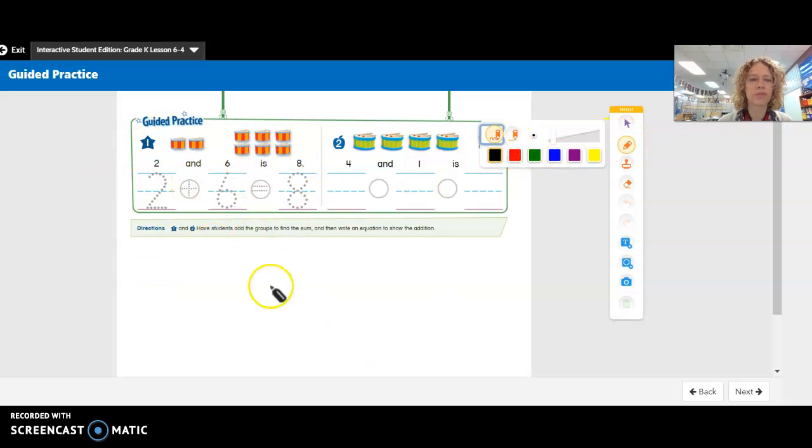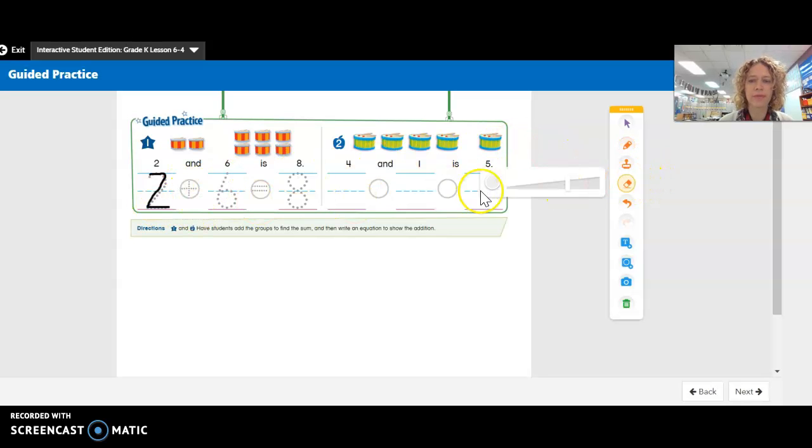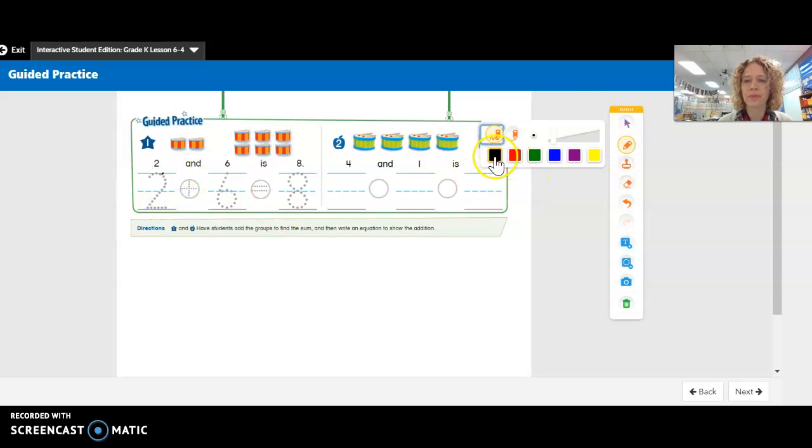Let me get my pencil out here. We have 2 drums, so I'm going to trace the 2. And that looks more like a Z. Let's fix that. All right. There, that's better. Okay, so we have 2 drums and how many more? 1, 2, 3, 4, 5, 6. 6 more. So first we had 2, and then we saw 6 more.